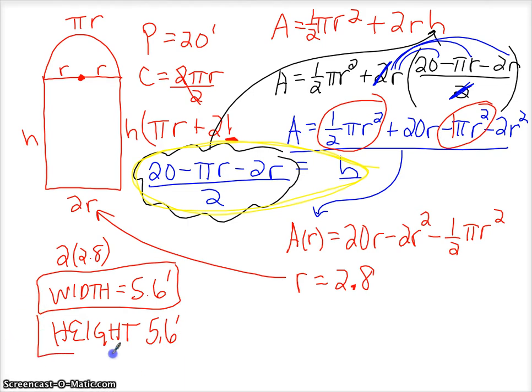So now we have the dimensions of our window that will maximize the area and let the most light in. In this 5.6 by 5.6, we've talked about this in class about how that square seems to be the maximum area every time. So that's question 16.